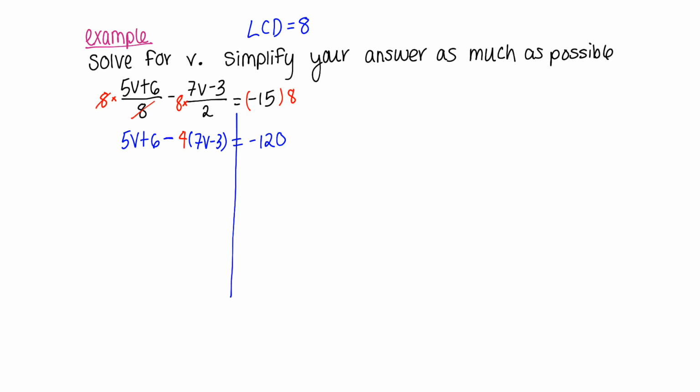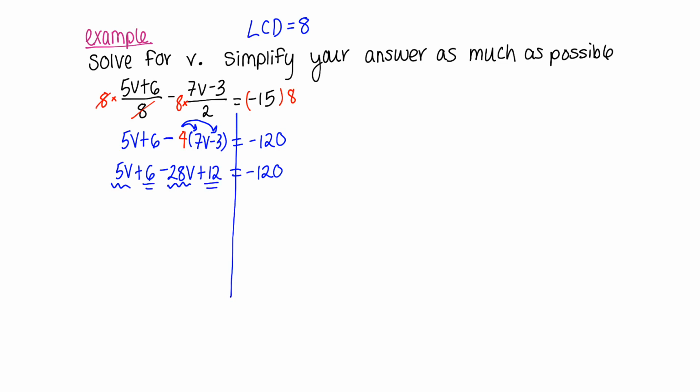I do need to distribute, so I'm going to distribute this negative 4 in both places. So 5v plus 6. 4 times 7v is going to be 28, but there's a negative in front, so it'll be negative 28v. A negative times a negative is a positive, so negative 4 times negative 3 is positive 12, equals negative 120. I'm going to combine my like terms over here.